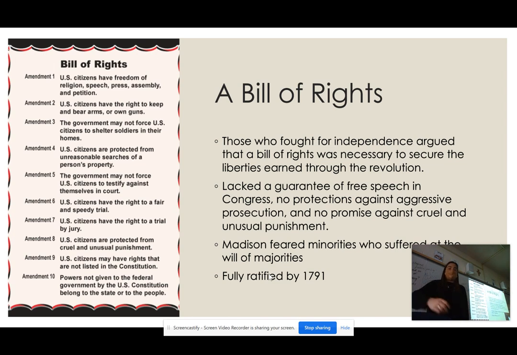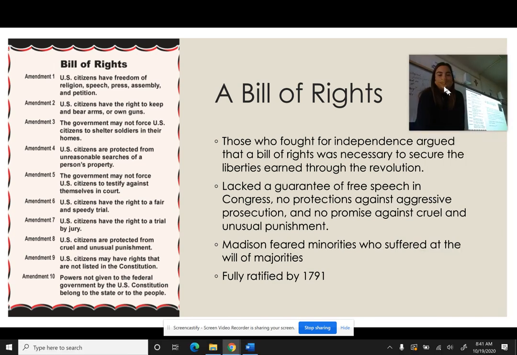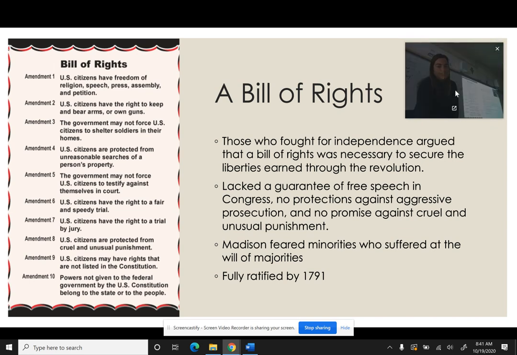So James Madison feared minorities who suffered at the will of majorities. And this Bill of Rights that ended up securing these liberties for us was fully ratified by 1791. So there are certain freedoms or rights that we have that are listed in the Bill of Rights. Now, you hear Bill of Rights and you immediately know that it's the Constitution and it gives us rights. But if you look at it, it's quite literally a Bill of Rights, a proposed law that gives us all of our rights.